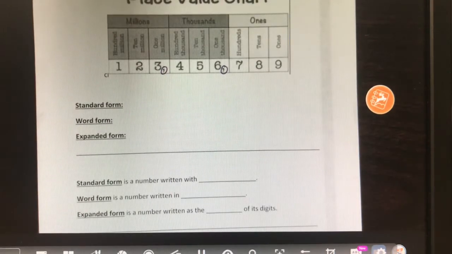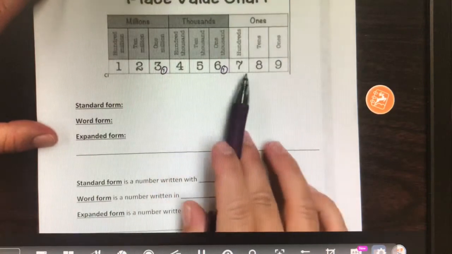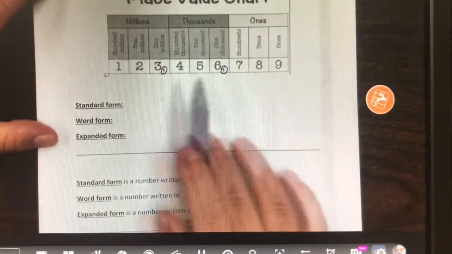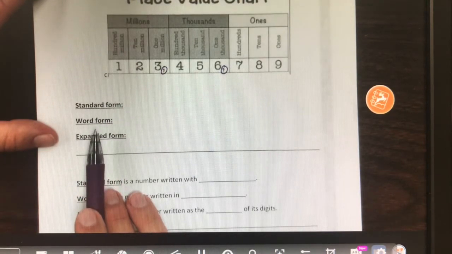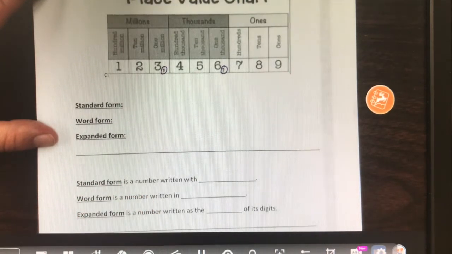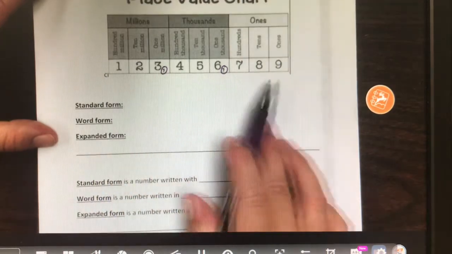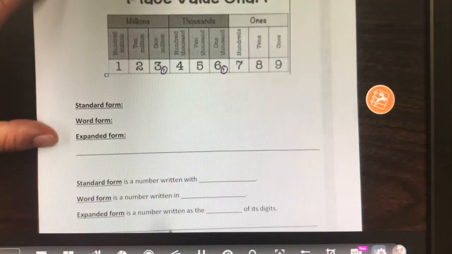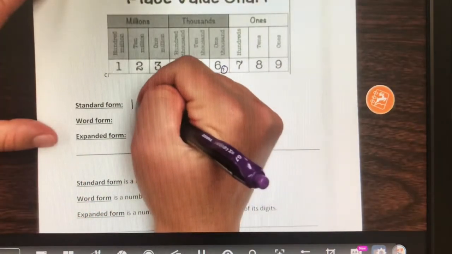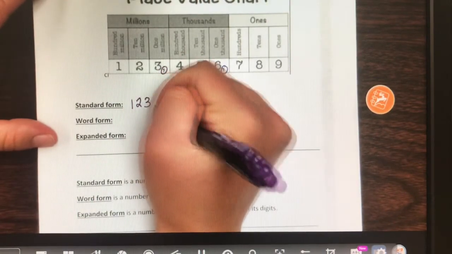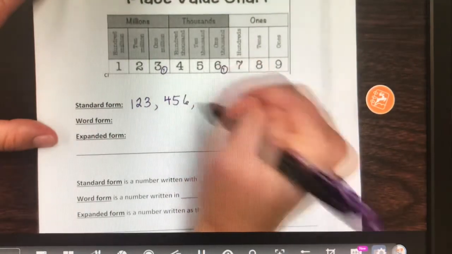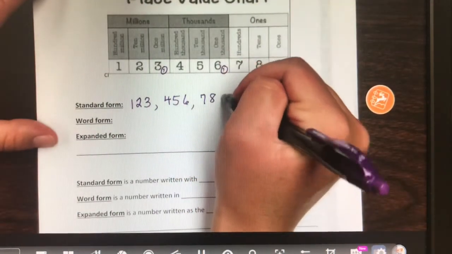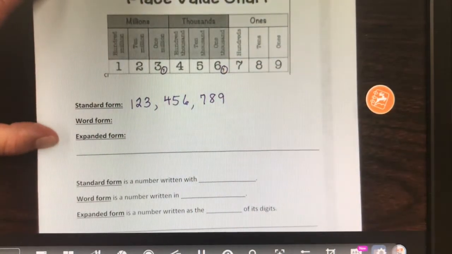So now we're going to work on three different ways we can write a number. As you can see, this is already filled out with some numbers, so we're going to practice writing this three different ways. We're going to learn how to do standard form, word form, and expanded form. So first of all, standard form, I'm simply just going to write the number as I already see it. 123,456,789. Okay, that's our standard form.